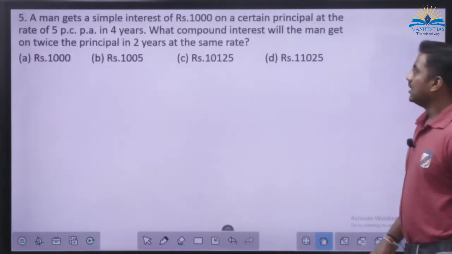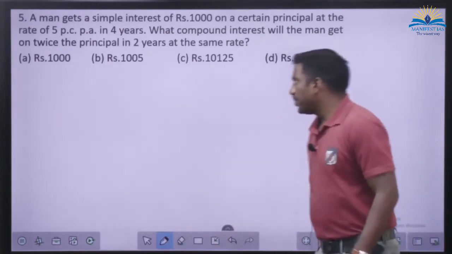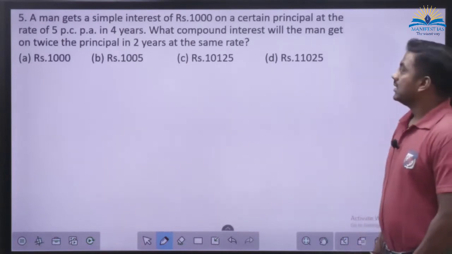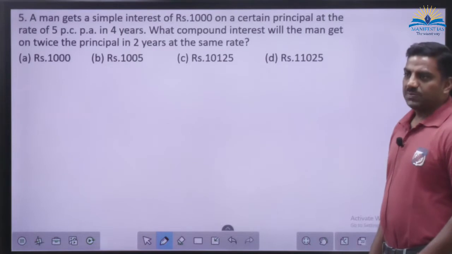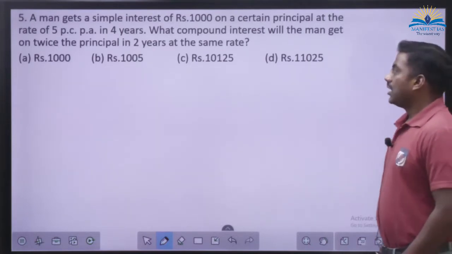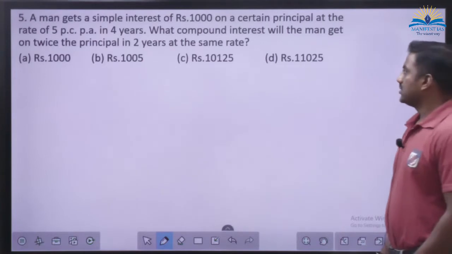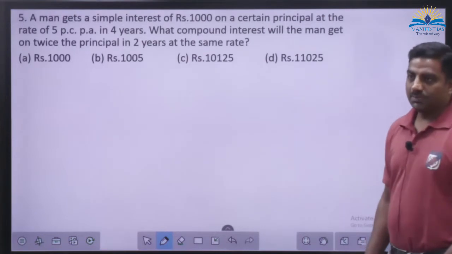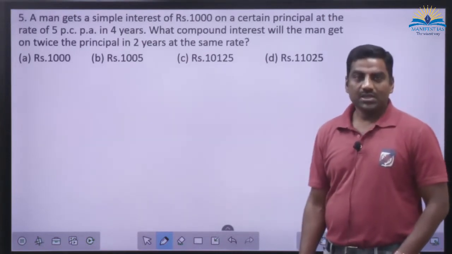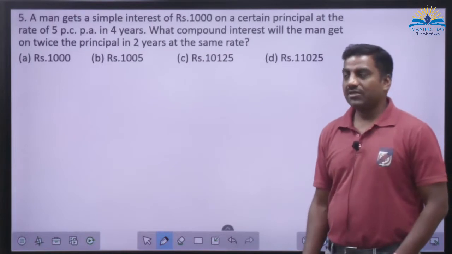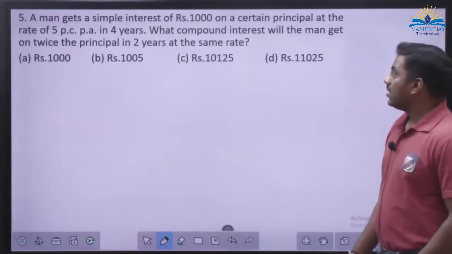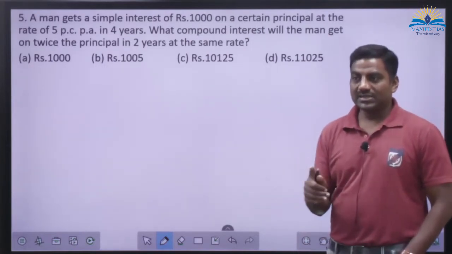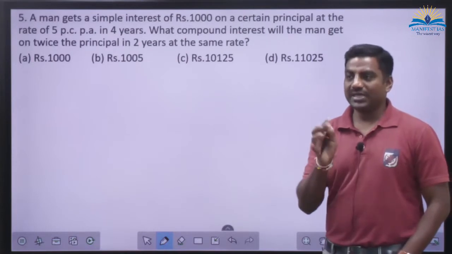A man gets simple interest of rupees 1,000 on a certain principal at the rate of 5% per annum, in 4 years. This PCPA is percent per annum. When they have given simple interest in the sentence, that is understood. But sometimes they don't give simple interest at all. They will just give, a man gets an interest of rupees 1,000. Then also we have to think that it is simple interest. Unless it is mentioned, we have to take it as simple interest.